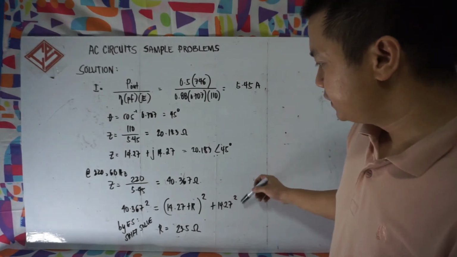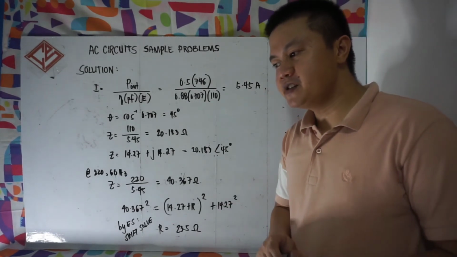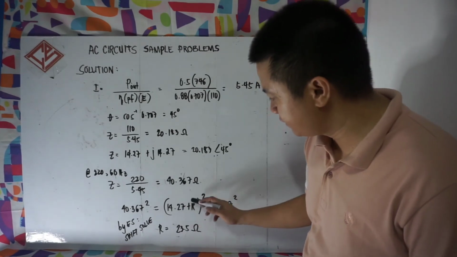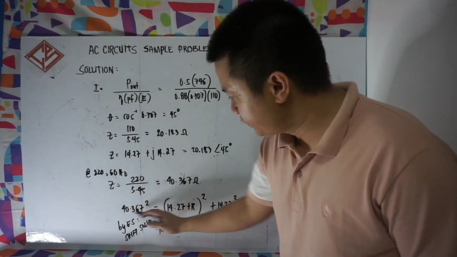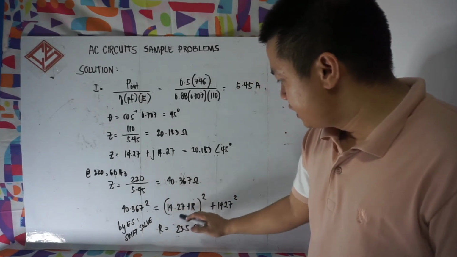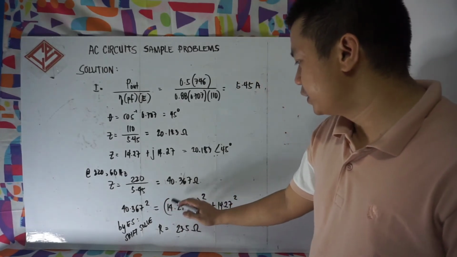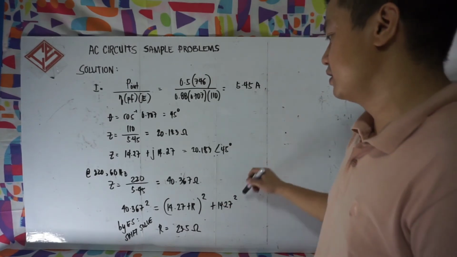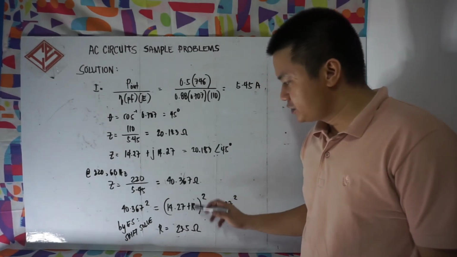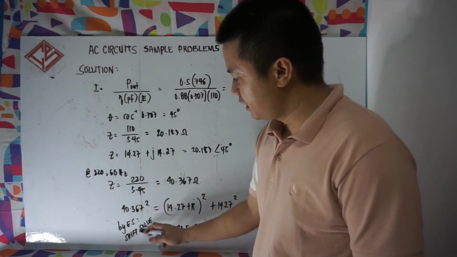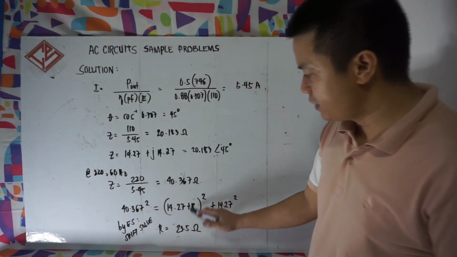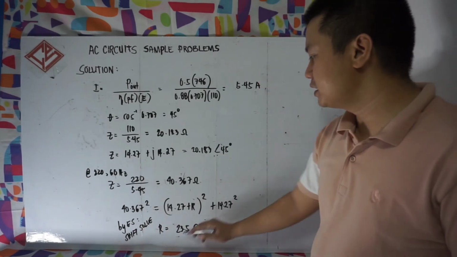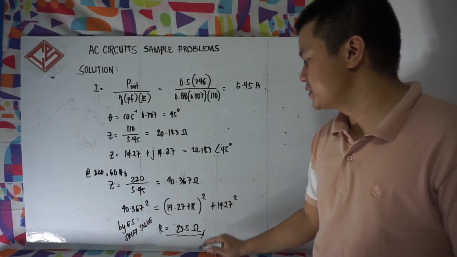So since we need a resistor to be connected in series, that will be 14.27 plus R. So the impedance 40.367 squared equals 14.27 plus R squared plus 14.27 squared. So you have R as your unknown. With your calculator, just replace this by X, then shift solve. So your R is equal to 23.5 ohms.